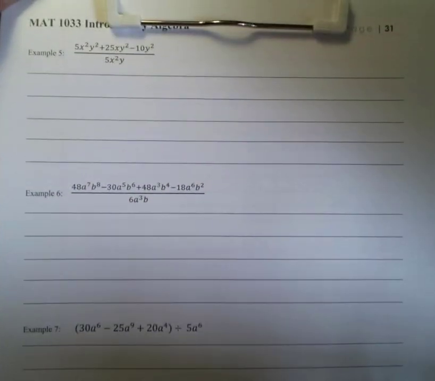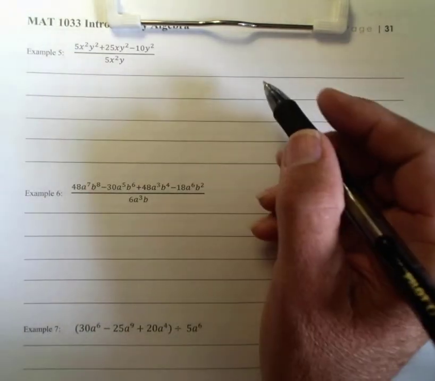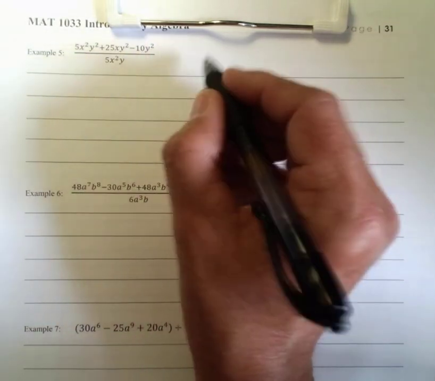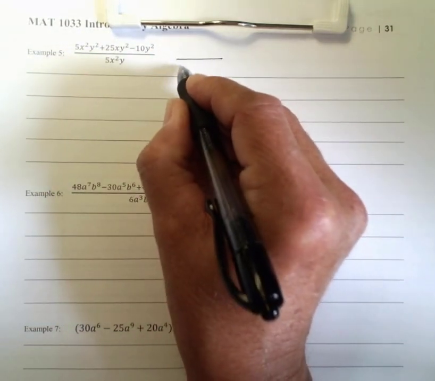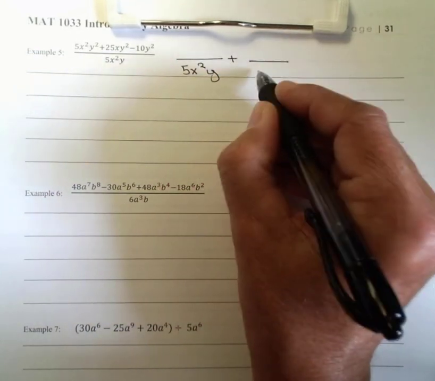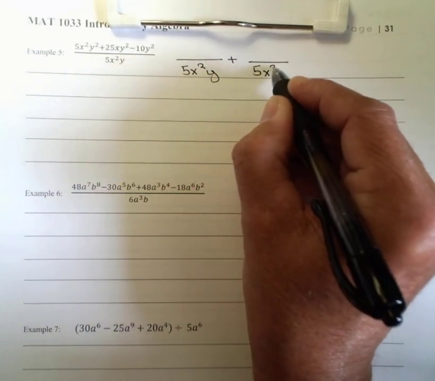Let's do a few more, just for practice here, because this is just more of the same. We'll split these out and make 3 different fractions, 3 terms in the numerator for this one. I've got 5x squared y for all the denominators, and I'll separate them with addition.